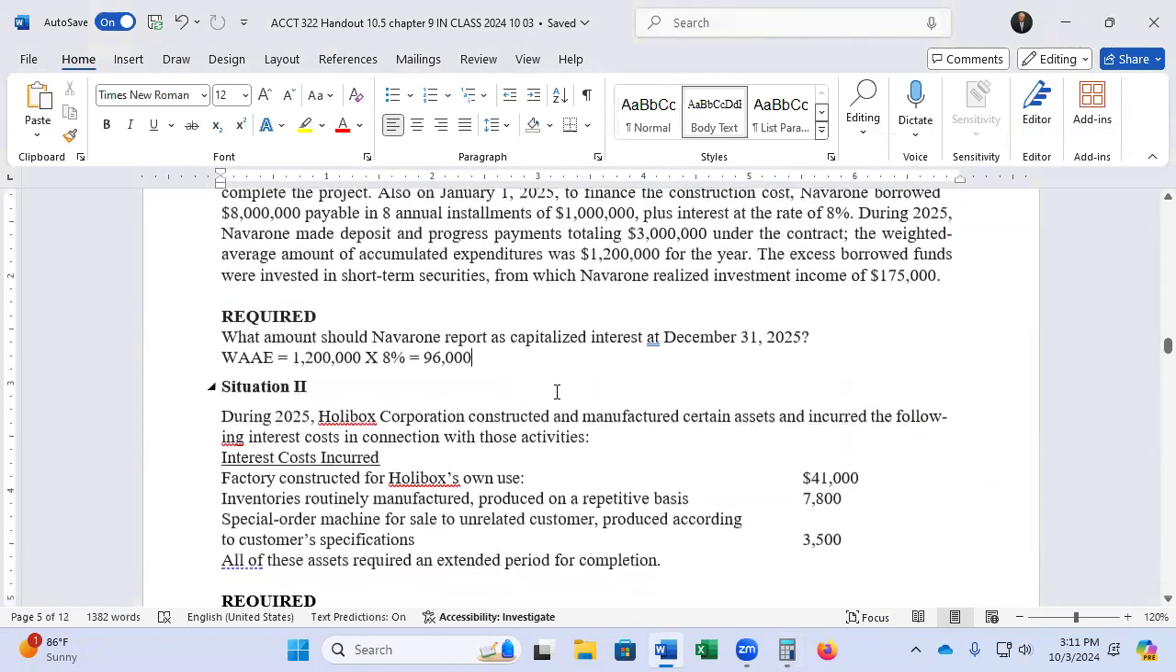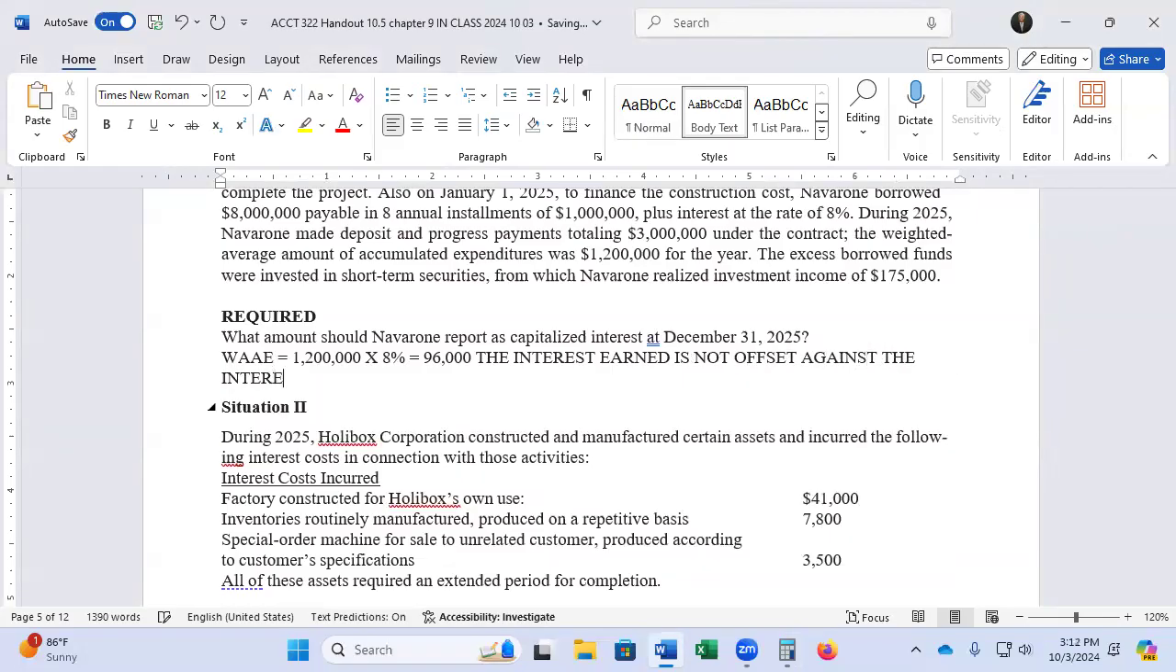Okay, and then just as a note, the interest earned is not offset against the interest expense.